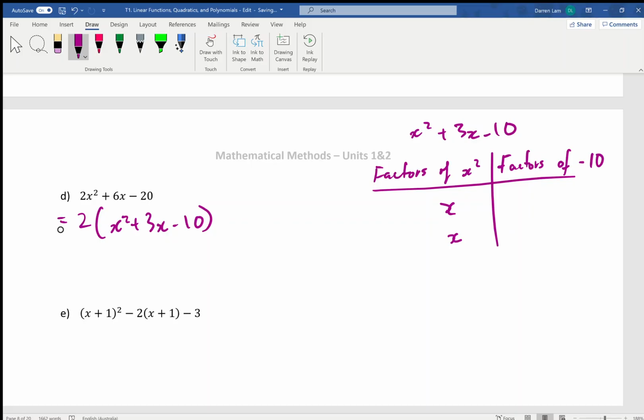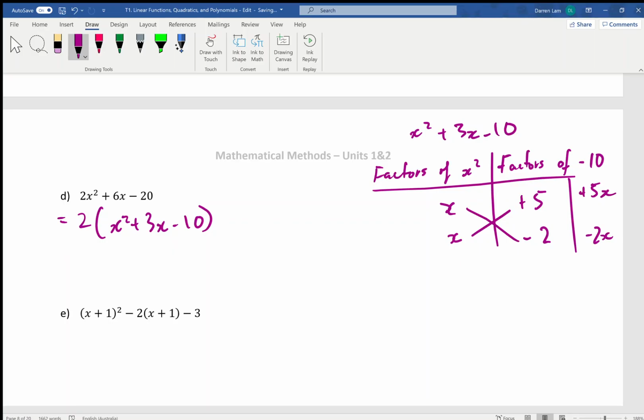Let's do positive 5, and negative 2. What we're going to be doing, the reason why it's called cross method, is we're going to cross these and multiply them. So what's x times negative 2? Negative 2x, easy. I'm going to write negative 2x over here. What's x times positive 5? 5x, positive 5x.